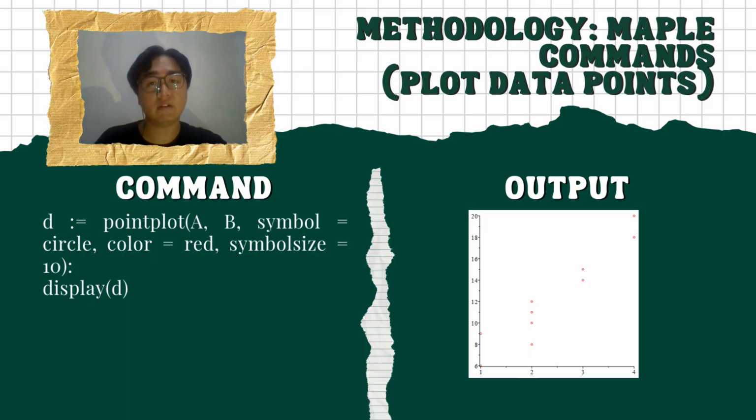Now that we have our matrices for A and B, we can plot it with a point plot. We declare it as D, and inside we need A and B, and the symbol we declare as circle, we use the color red, and make the size of the point 10. After we're done declaring that, we just write down display D and we will get our output here.